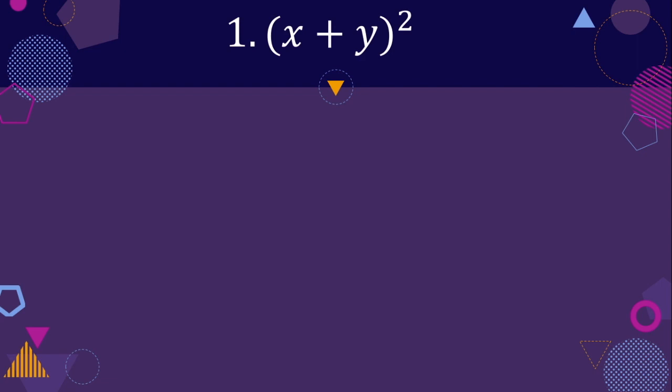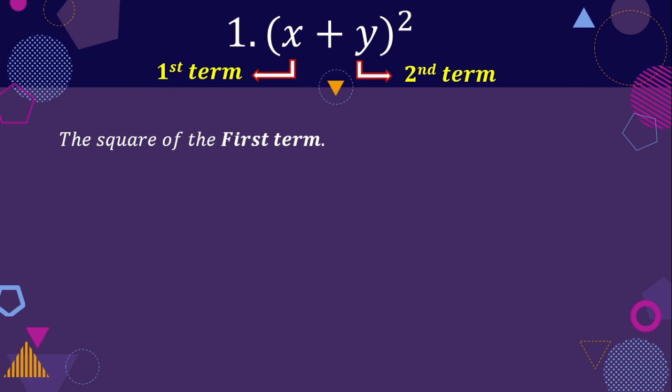The quantity x plus y squared. The first thing we need to do is to identify the terms. x is our first term and y is our second term. Now proceed to the first step, the square of the first term. x is our first term, so simply square x and we will have x squared.